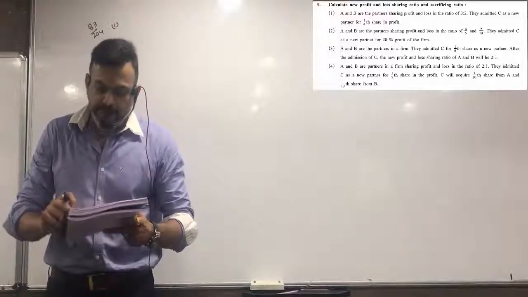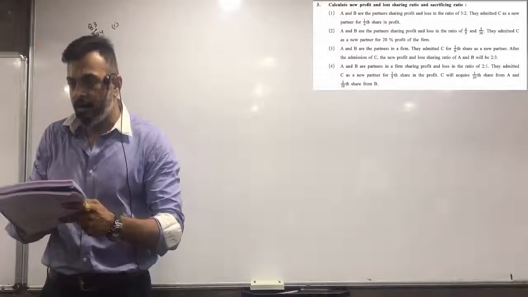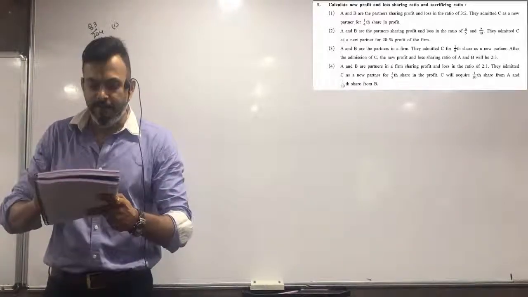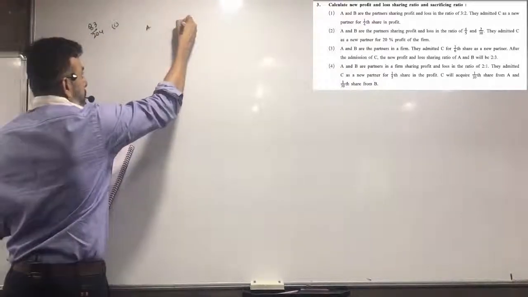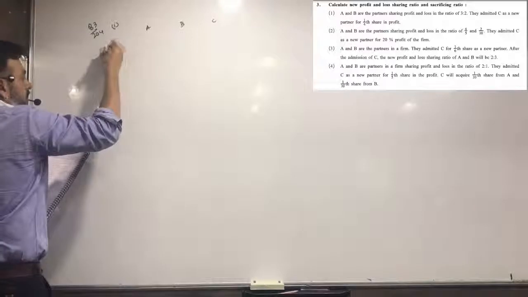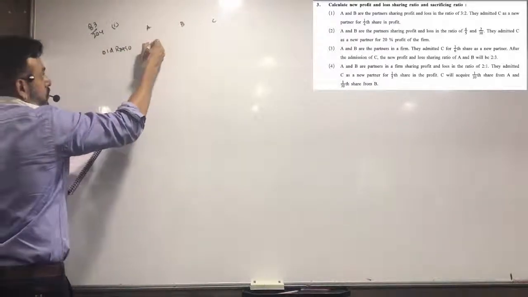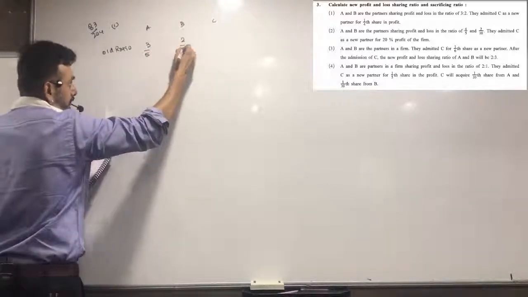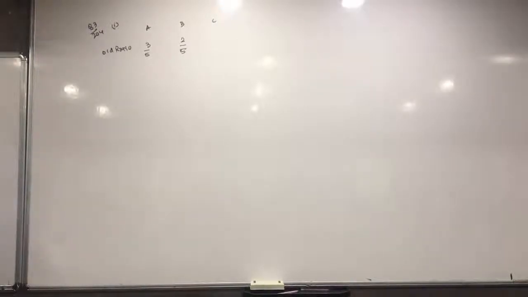They admitted C as a new partner for 1/4 share in profit. What do we have to calculate? New ratio and sacrifice ratio. First, let's write A, B and C. Old ratio 3:2, यानी क्या 3/5 and 2/5. Any doubt? पता चल गया सबको कैसा है? 3:2 में 3/5 and 2/5.